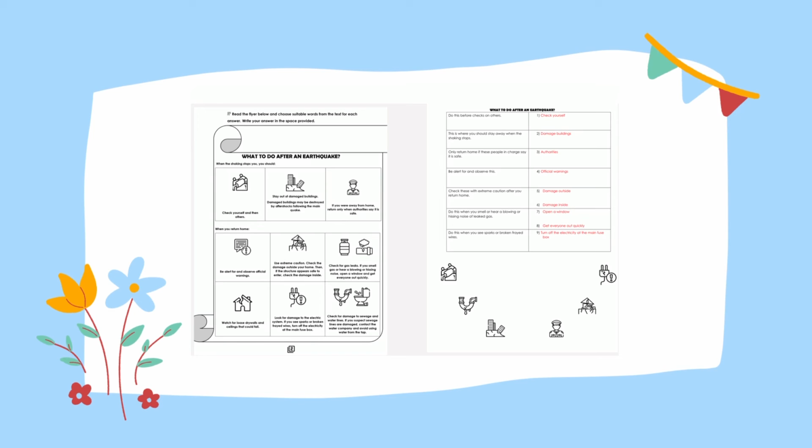Okay, question 5 and 6. Okay, what are the things that we need to check with extreme caution after we return home? Damage outside and damage inside. It was mentioned that when we return home, we need to check the damage outside our home. Then if the structure appears safe to enter, we then check the damage inside.